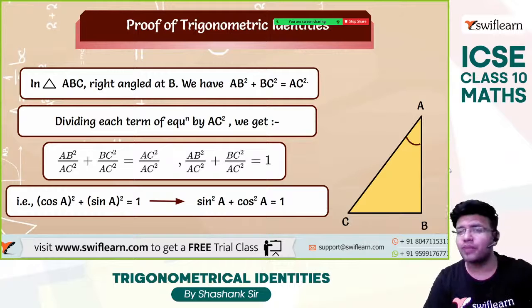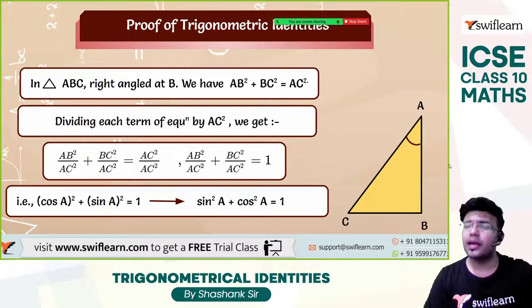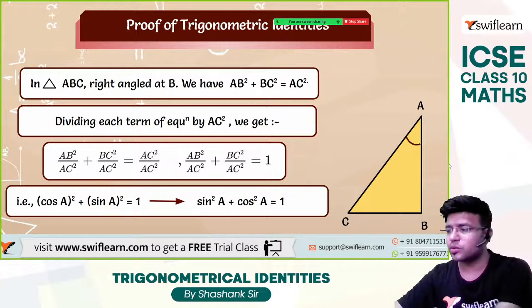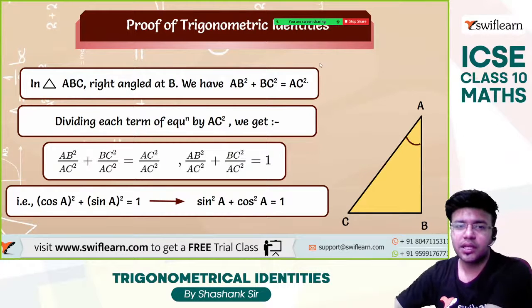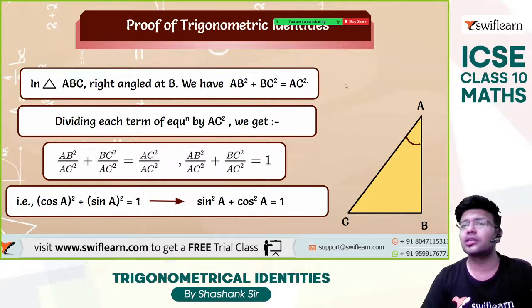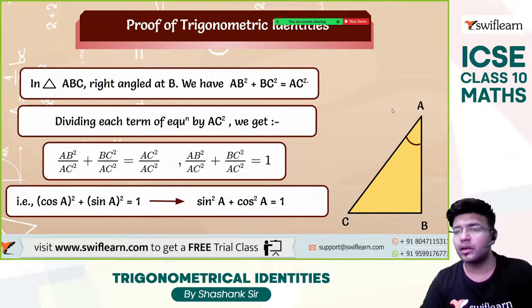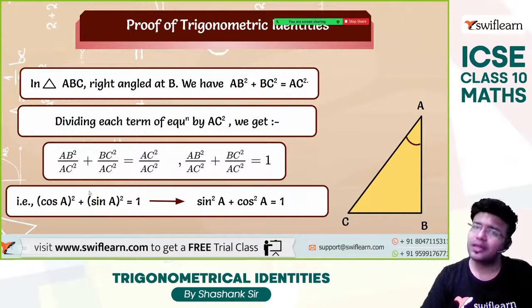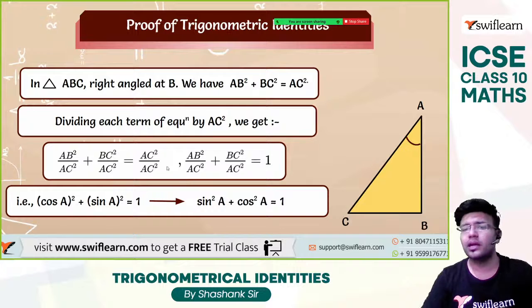We have by the Pythagoras theorem AB square plus BC square is equal to AC square, right? Now divide all the terms by AC square. So AB square by AC square plus BC square by AC square is equal to AC square by AC square. AC square by AC square are the same quantity, so this is 1.